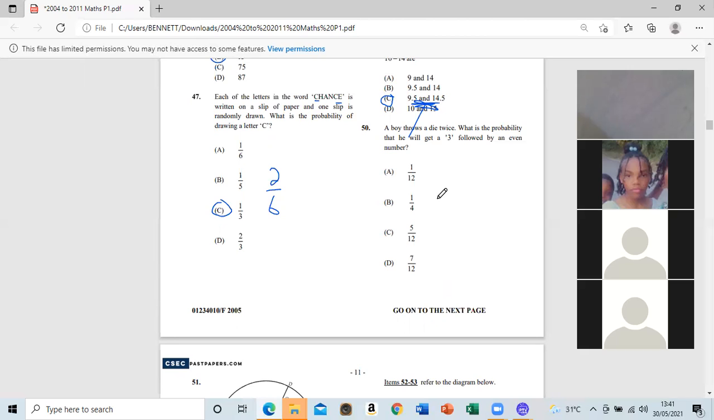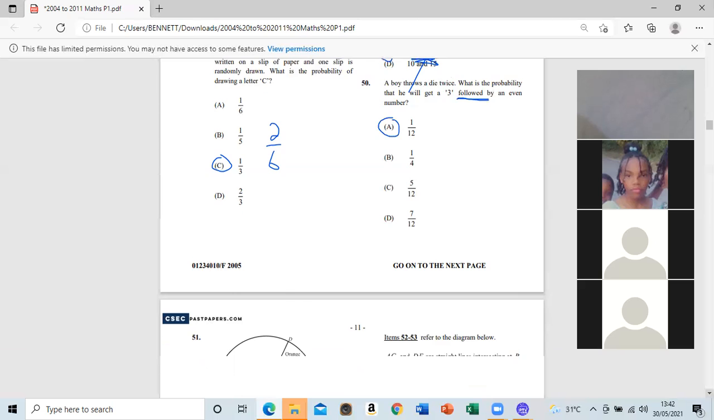All right, a boy throws a dice twice. What is the probability that he will get 3 followed by a... Oh Lord, we worked this already. 1 out of 2. Sir, B. B again? A. Remember, you have to throw the dice 2 times and it's followed by. They get me in the first part because I was thinking and, but it was followed by. So it's A.